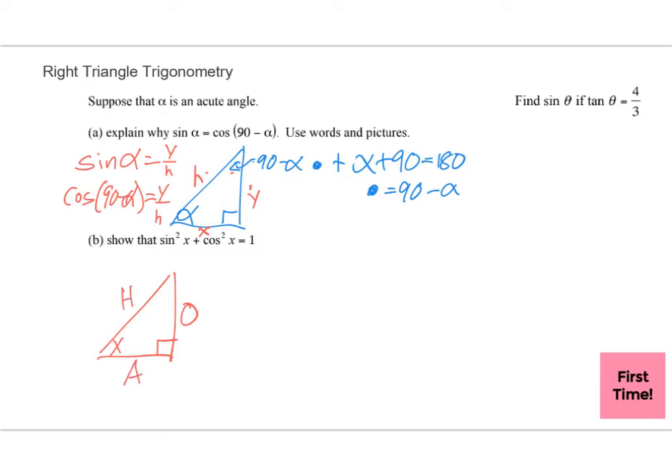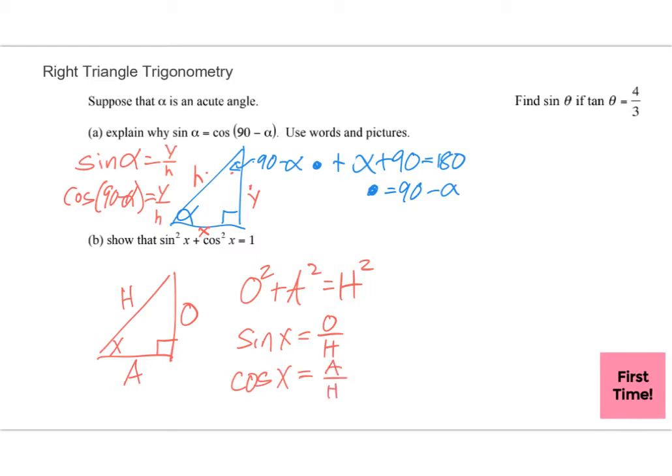And my hypotenuse. All right, I know that a couple of relationships are true. One is that opposite squared plus adjacent squared is equal to hypotenuse squared. And we also know that sine of x is going to be opposite over hypotenuse, and that cosine of x is going to be adjacent over hypotenuse.